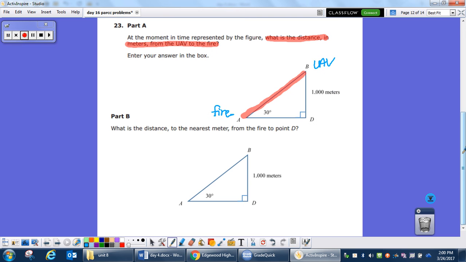And then in part B, you are finding the length of AD, and the UAV is right here, and again the fire is right there.